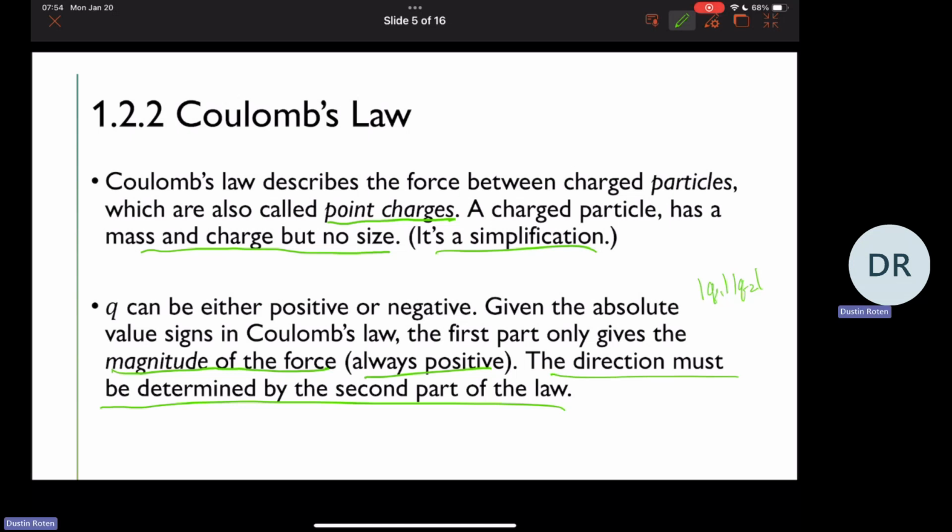I seem to have lost my camera, but it's fine. The second part of the law, you have to decide. You get to decide whether interactions are positive or negative. So anytime you use Coulomb's law, it's a sort of two-step process. You get the size of the force, but then you have to step in and decide which direction it's going to be.